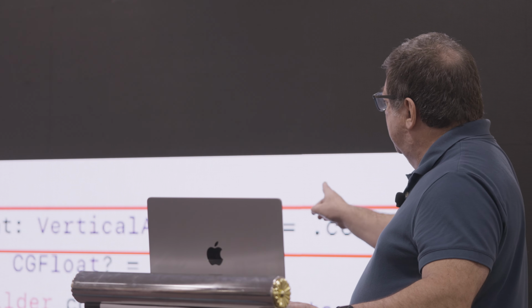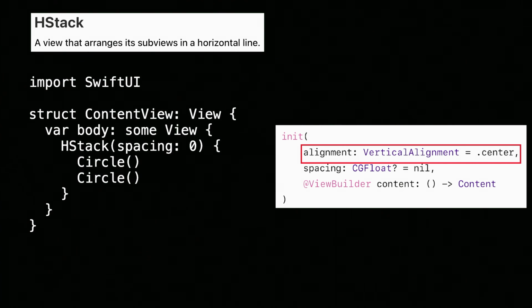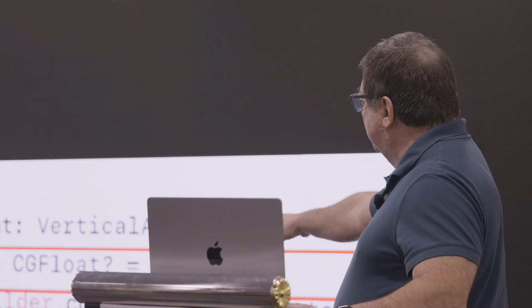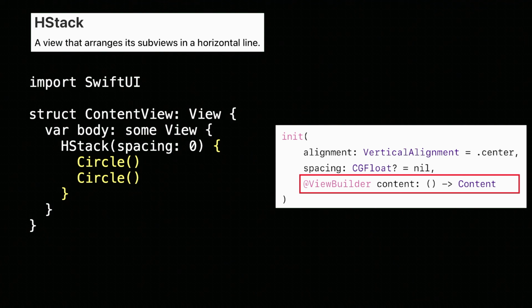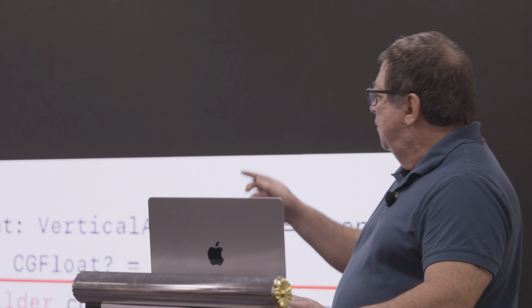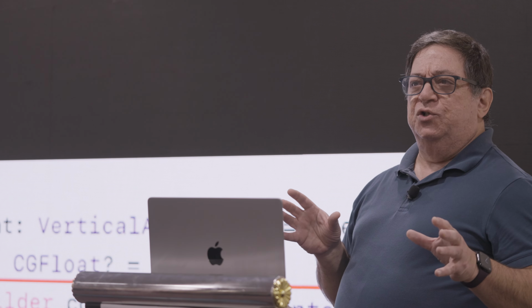An HStack has these parameters that allow you to specify vertical alignment, but by default it's centered, and that's usually what we want, the spacing. And then finally, and this is the magical piece, this ViewBuilder, which is a function. And because it's a function, I mean, you've done this so long you probably don't think about it. That's why it goes in curly braces, because we pull it out as a trailing closure.